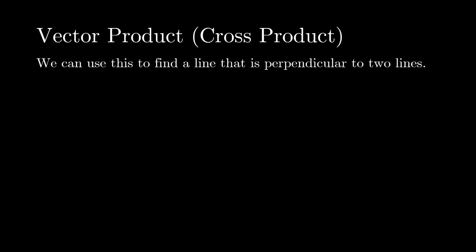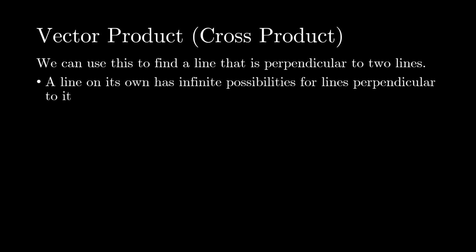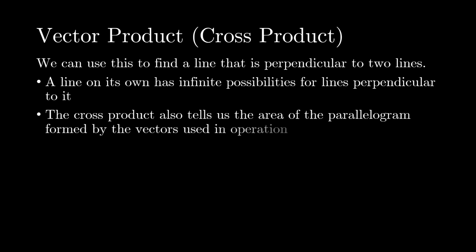Now let's talk about another operation that is done between two vectors, known as the vector product, or sometimes referred to as the cross product. We can use this to find a line that is perpendicular to two different lines that intersect. A line on its own has infinite possibilities for lines that are perpendicular to it. So it doesn't really make sense to try and use the cross product on a single vector. And the cross product also tells us the area of the parallelogram formed by the vectors using the operation. However, this is a fact that you will likely not have to use in your exams unless you are doing specific modules.